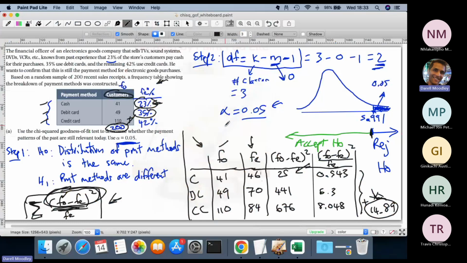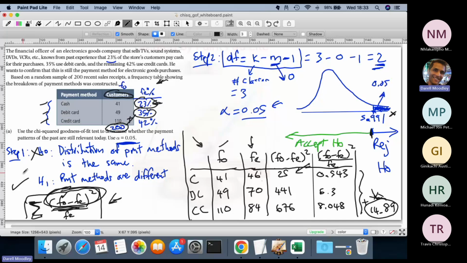All right. So you can see that 14.8 is much bigger than 5.99. So it's going to be on the right of it. It means it's sitting in the rejection region. So that means we reject H0, and we accept H1. So what does that mean in terms of the payment methods? Are they the same or are they different?